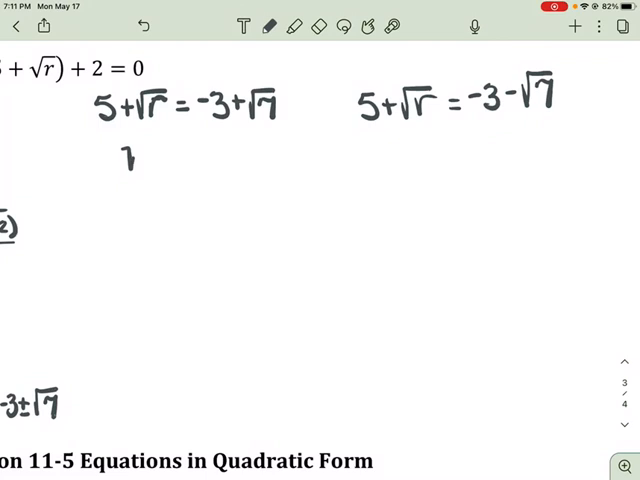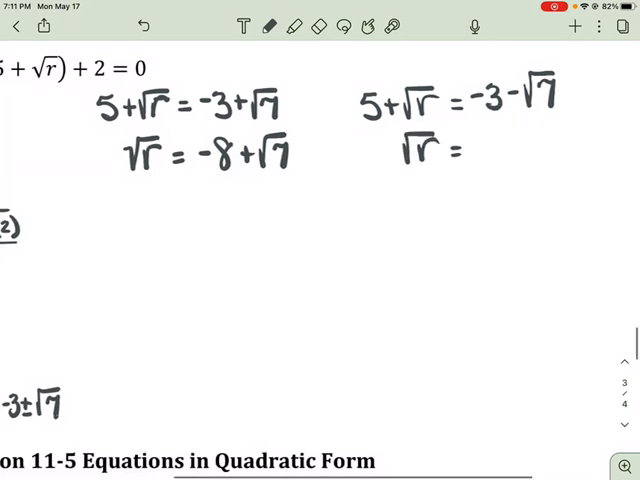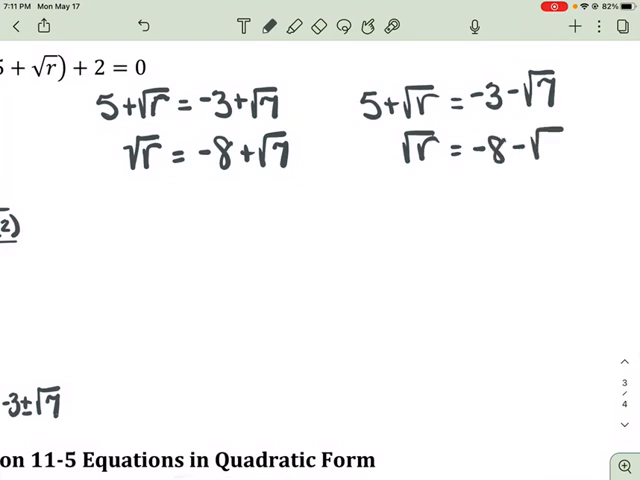Well, let's just subtract the 5. The square root of r is equal to negative 8 plus the square root of 7. Same thing here, square root of r is equal to negative 8 minus the square root of 7. Okay. Now, I'm not going to be squaring anything because it really isn't going to help me because I'm talking about square roots. Keep in mind, the square root is never going to equal a negative number when there's no negative in front of it.